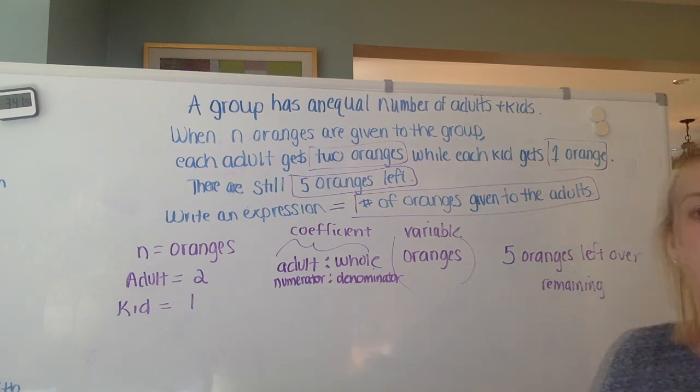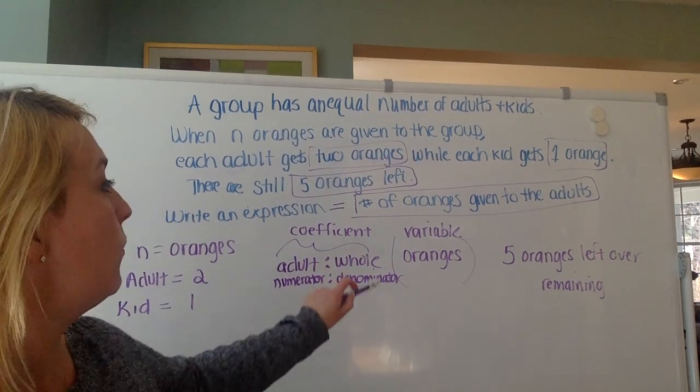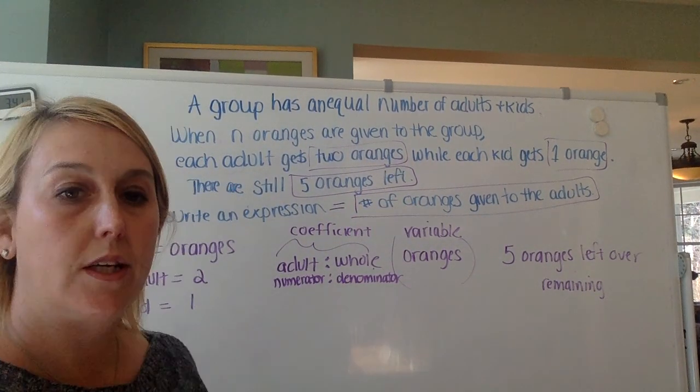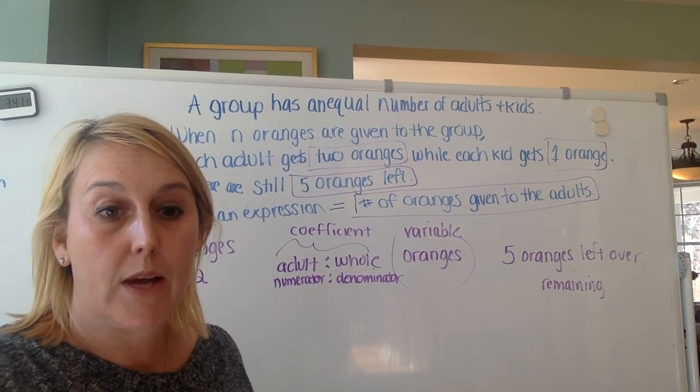Do you think that you can now write an algebraic expression that would show the number of oranges given to the adults based on this information? Try the Ed puzzle and see if you can figure it out.